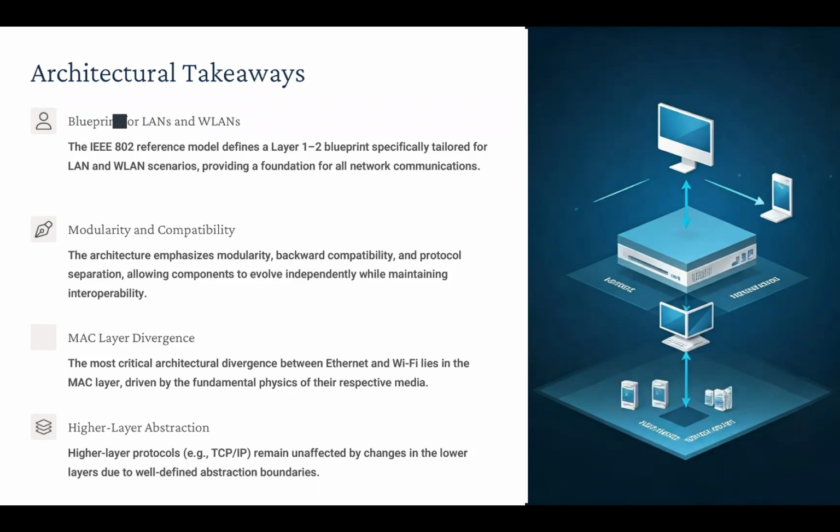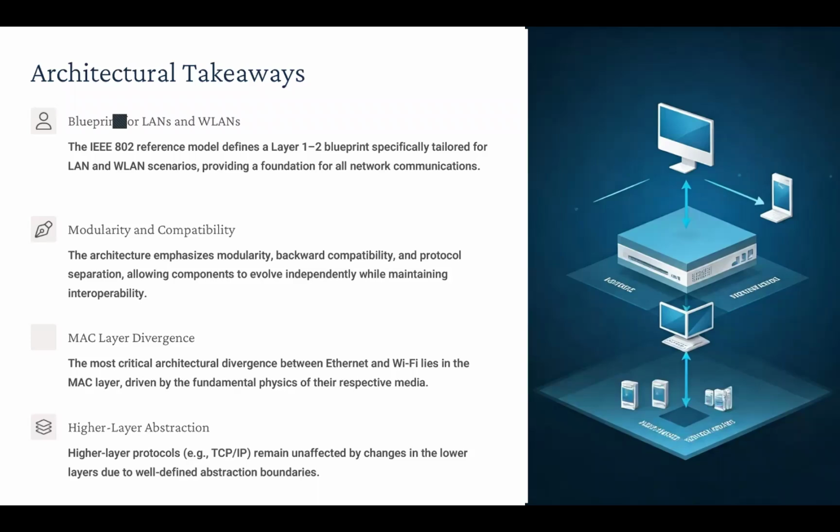The MAC layer is where Ethernet and Wi-Fi have a significant difference, because the wired and wireless media impose fundamentally different constraints on how devices access the communication channel. Now, this model makes sure that the higher layer protocols operate independently from the underlying physical and MAC implementation, so it allows a consistent network behavior regardless of the medium and hardware.